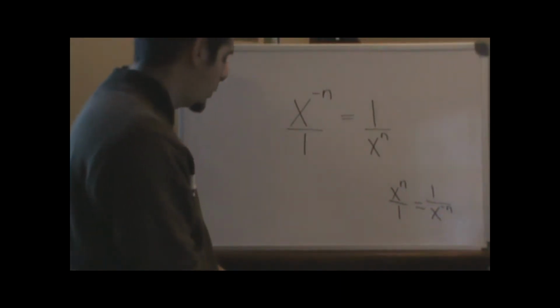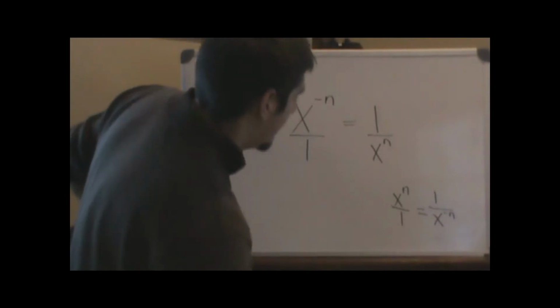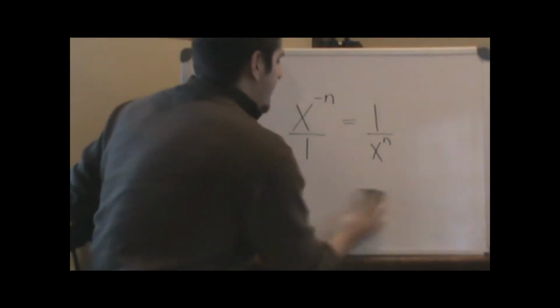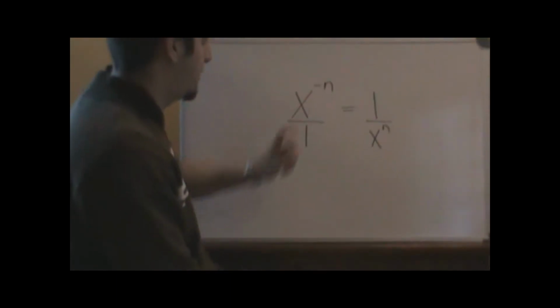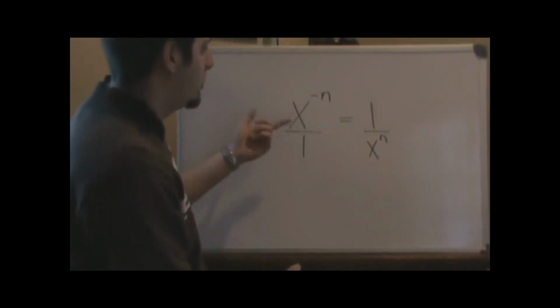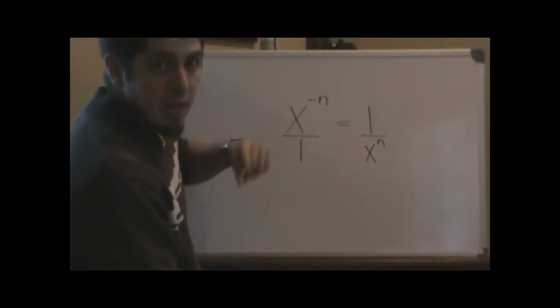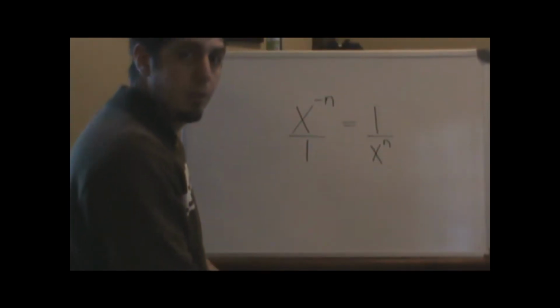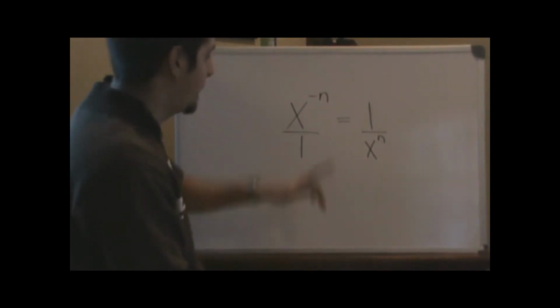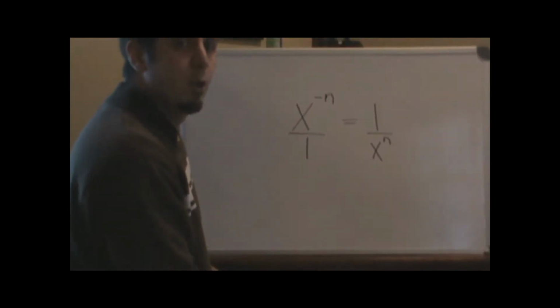So essentially, the rule of thumb here is that if you move a variable or number with an exponent to the other side of the fraction bar, whether that be to the top or the bottom, the sign flips. So you go from negative to positive, or you go from positive to negative.